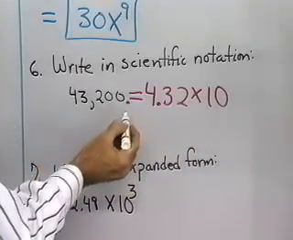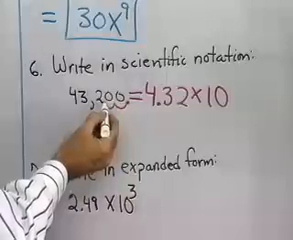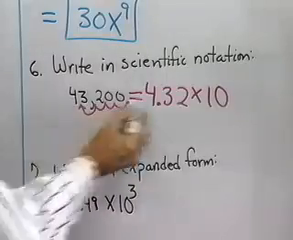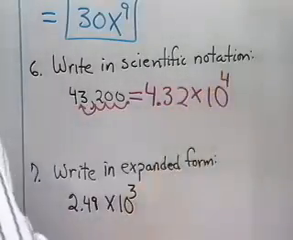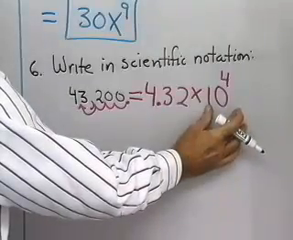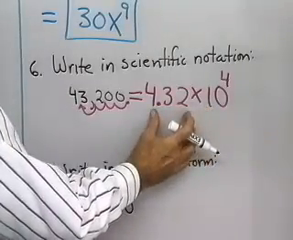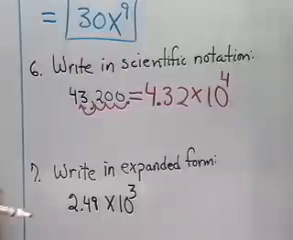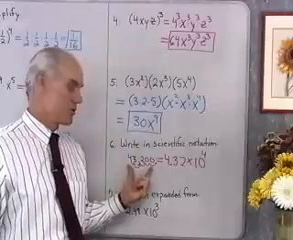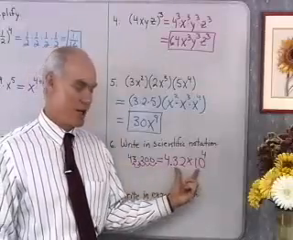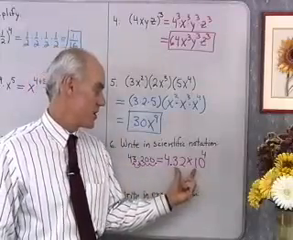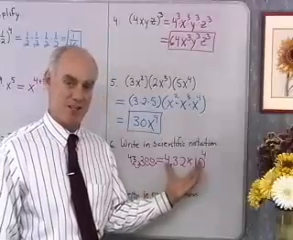So here's where my decimal point was. I moved it over 1, 2, 3, 4 places. So I'm going to multiply by 10 to the 4th. 10 to the 4th is 10,000 times 4.32 will give me 43,200. So this number is written in expanded form. I change it to scientific notation this way. I've just changed the form of the number. I haven't changed its value.